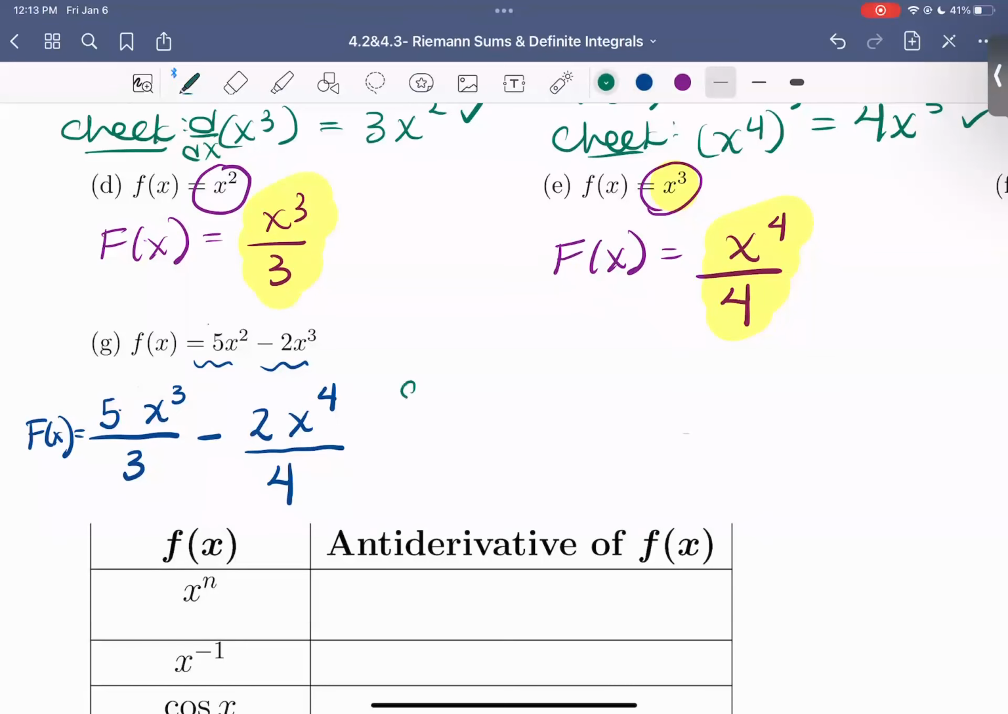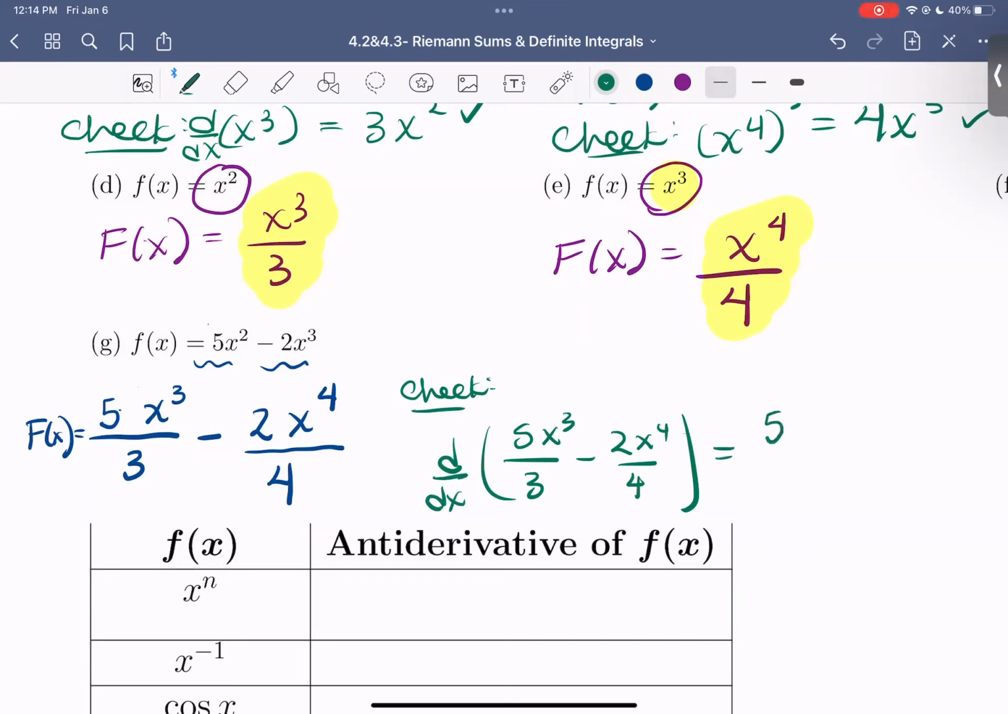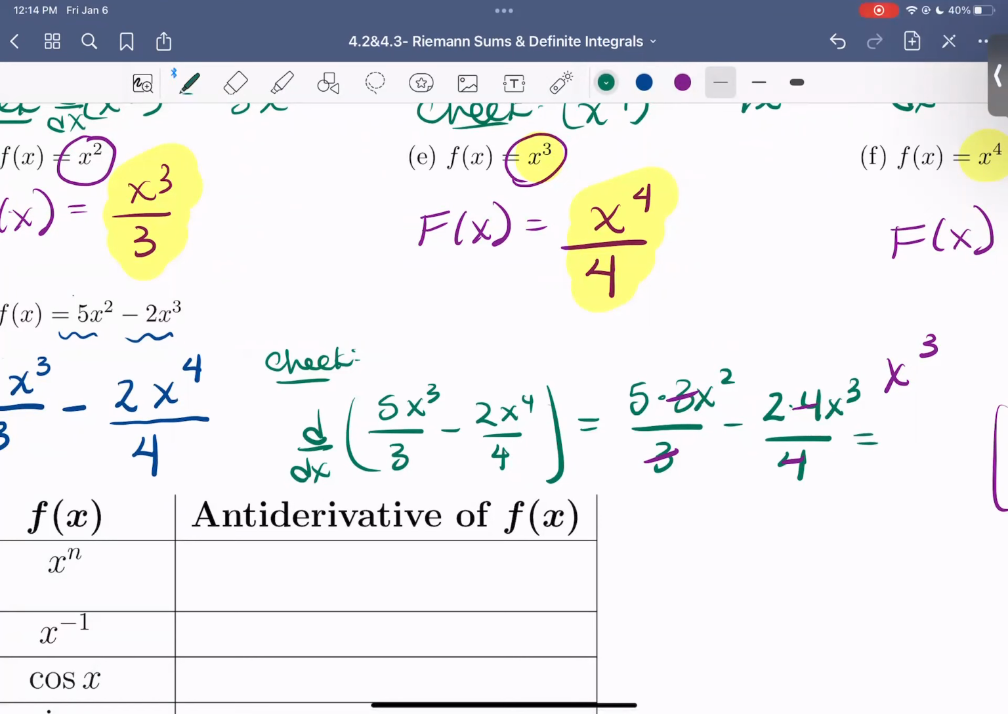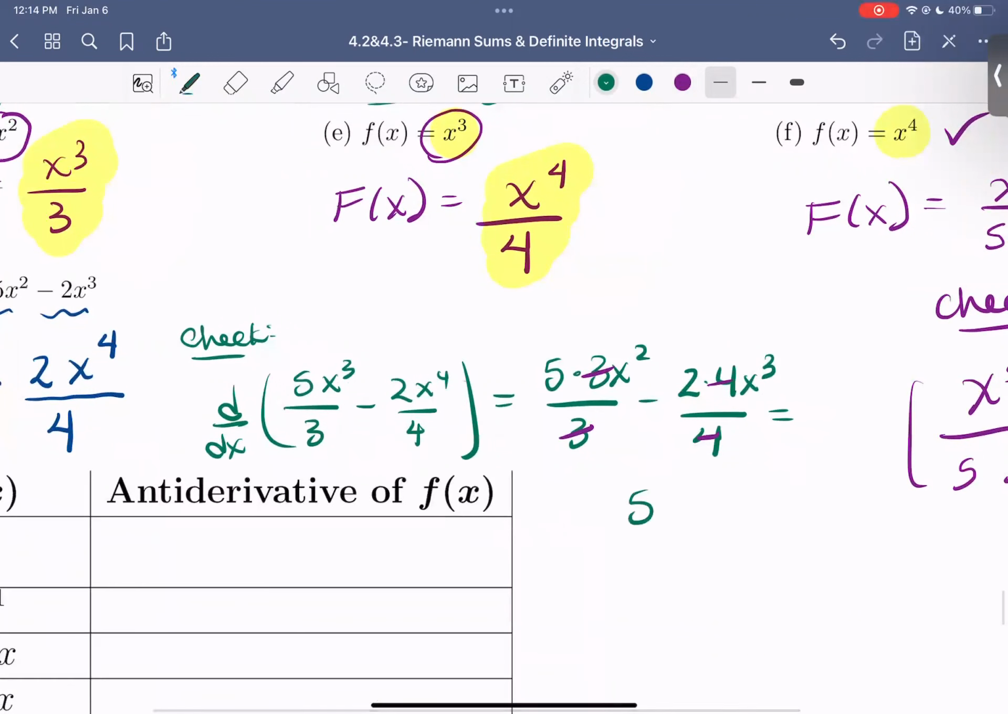So to check, we want to compute the derivative of this function: 5x cubed over 3 minus 2x to the 4th over 4. I'm going to compute the derivative, which means I take the derivative of each term. So here we go. 5 times 3x squared, using the power rule, divided by 3, minus 2 times 4x cubed over 4. 3's cancel, 4's cancel, and what are we left with? We're left with 5x squared minus 2x cubed.